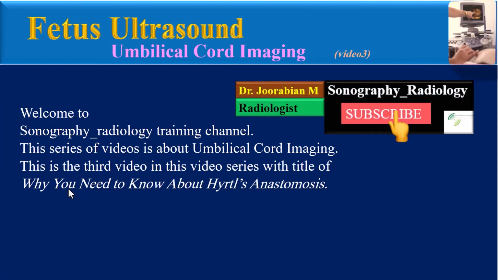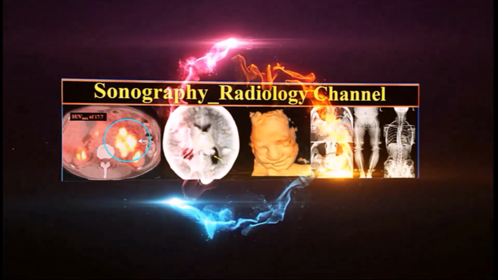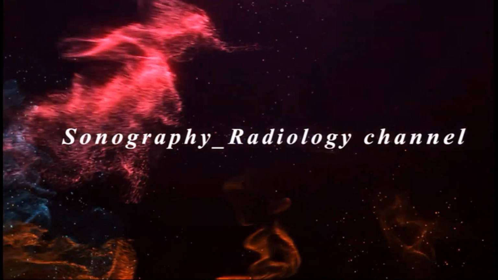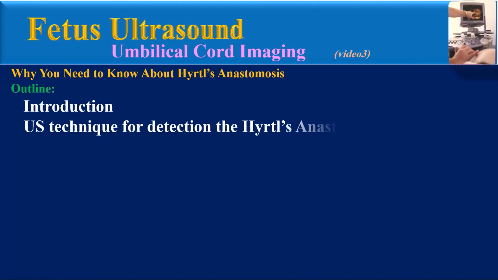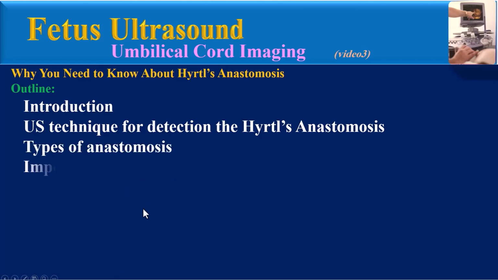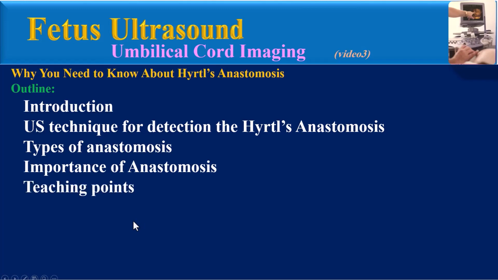This series of videos is about umbilical cord imaging. This is the third video in this video series with the title of Why You Need to Know About Hyrtl Anastomosis. The outline of this presentation includes introduction, ultrasound technique for detection of the Hyrtl anastomosis, types of anastomosis, importance of anastomosis, and final teaching points.